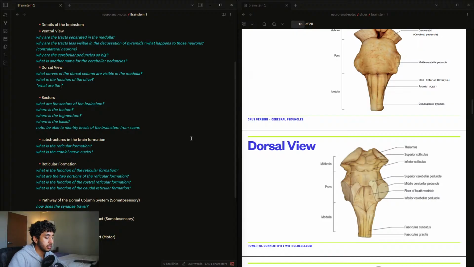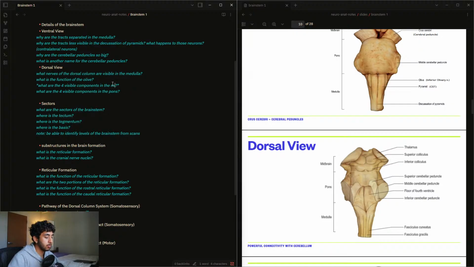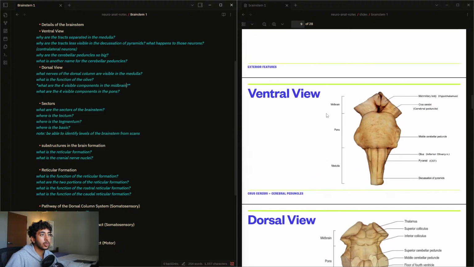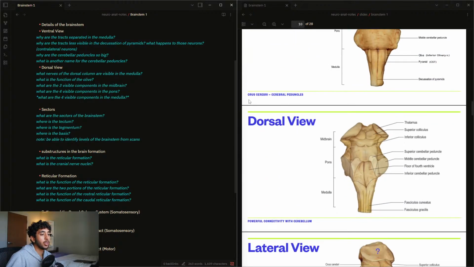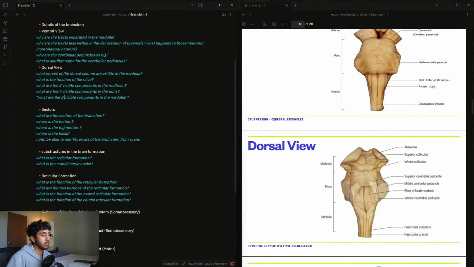What are the four structures in the pons? Maybe we can do the same thing for midbrain. So we went from having 2 to 3. And then we'll do the same for medulla. Here we have just two. What are the two?